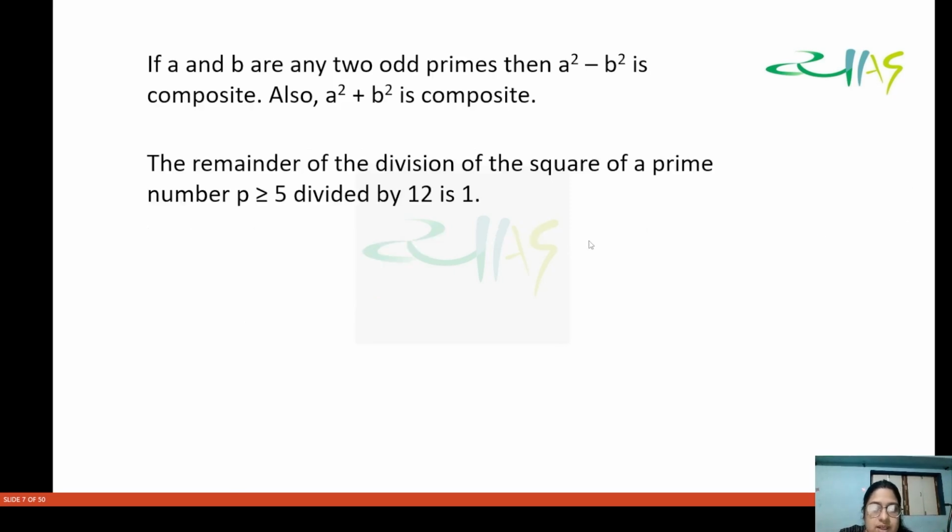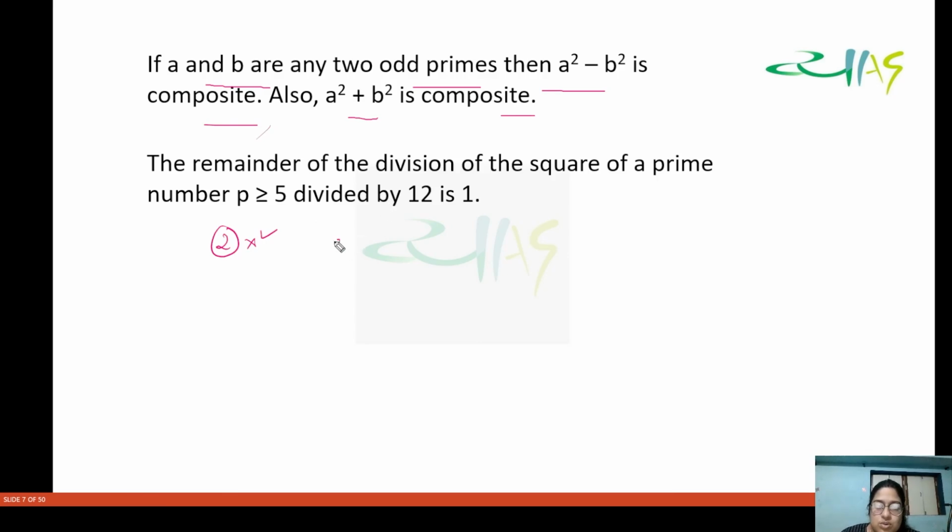Now let's move forward. Look at this. If a and b are two odd prime numbers, then a square minus b square is composite. Also, a square plus b square is composite. What it is basically saying is that if you take any two odd prime numbers, meaning you do not include 2, because 2 is also a prime number, then a square minus b square will be a composite number.